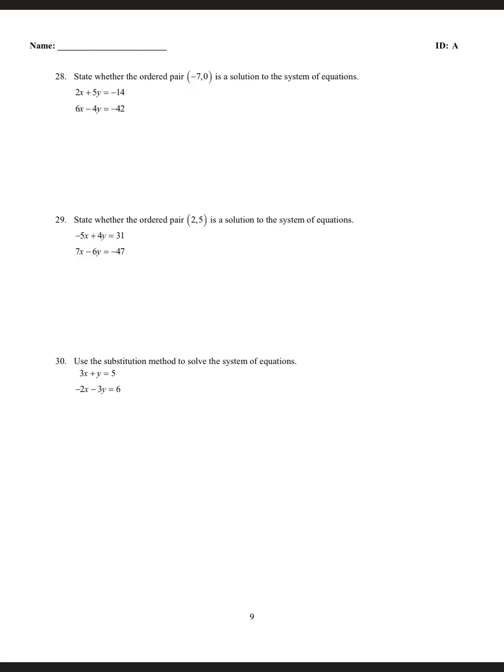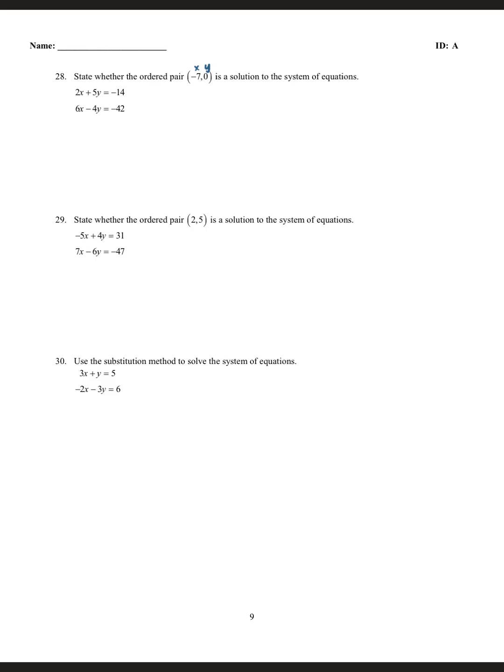For our next question, number 28, you're stating whether the ordered pair -7, 0 is a solution to the system. You have 2x plus 5y is equal to -14, and 6x minus 4y is equal to -42. Your -7 is your x, 0 is your y.